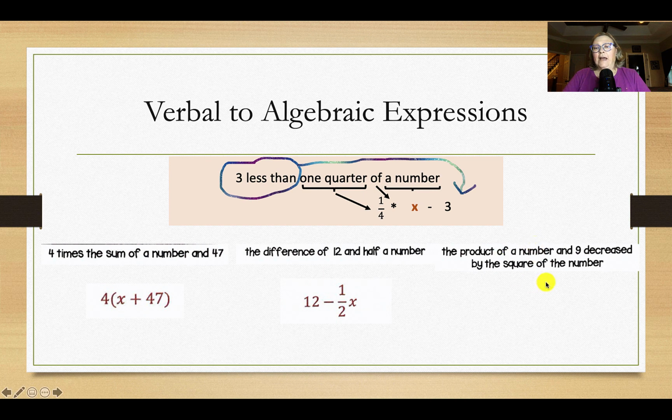All right, and the last one here is the product of a number and 9 decreased by the square of the number. Okay, so the product of a number and 9 tells me I'm going to take x and multiply by 9. So 9x decreased by the square of the number. So that'd be minus x squared.